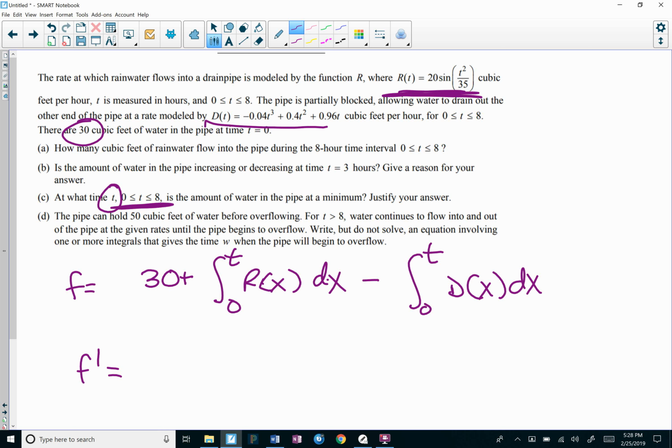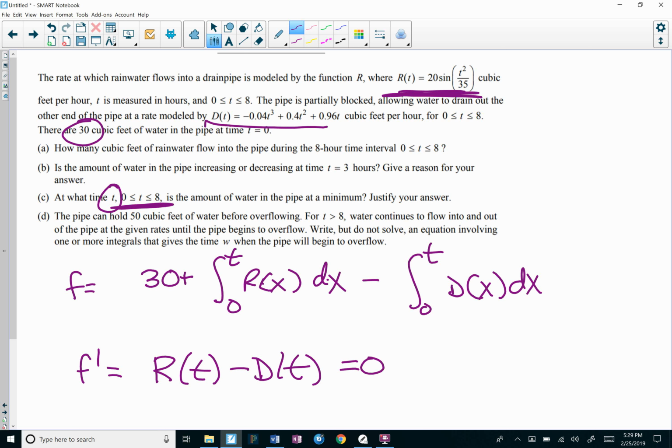But here, FTC, the derivative of an integral, is just R of T. Excuse me, not dt, it's just R of T, minus D of T. So variables do matter. And I want to know when this equals 0, right?